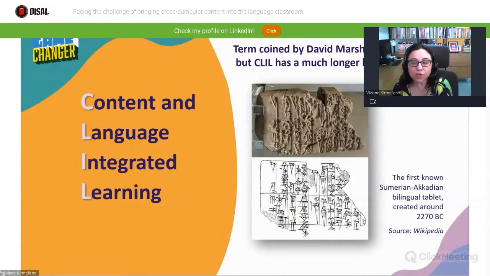If you get even closer to our present time, think of French. French was the language of instruction for aristocrats all over the world in the 19th century, including countries as distant as Brazil and Russia. So CLIL has been done. People have been doing CLIL for a long, long time. Okay.